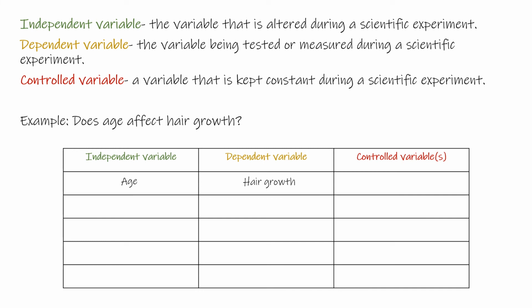And we also have controlled variables, which are to be kept constant during the scientific experiment, because we don't want the controlled variables or those factors to affect the results. We only want to know how age will affect the results. And the control variables that we identified are diet, climate, hair type, race, and hair health. Comment which other control variables you have identified.